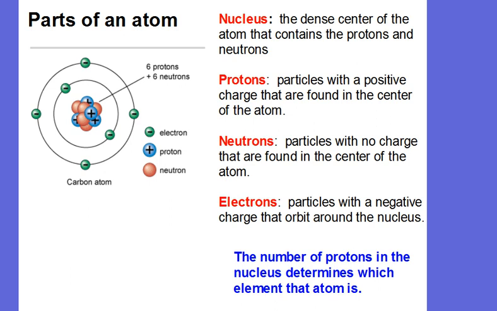And you'll learn more later that the number of protons, the number of positively charged particles that are in a nucleus, determines what element that atom is. So when we look at the periodic table, each different kind of element has a different number of protons in the nucleus of its atoms.